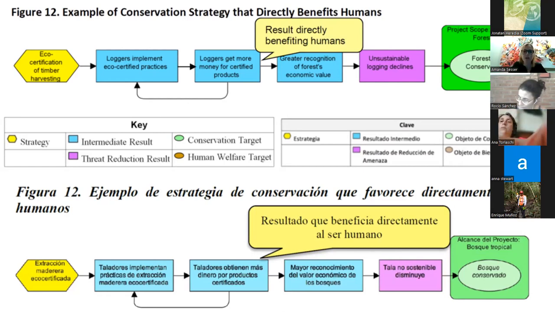Well, we need a greater recognition of the forest economic values. Well, what do we need for a greater recognition of forest values? Well, we need loggers to get certified, to get more money for certified products. Well, what do we need for loggers to get more money for certified products? Well, we need loggers to implement eco-certified practices. Well, what do we need for them to implement eco-certified practices? We need to figure out a process by which we certify timber harvest.